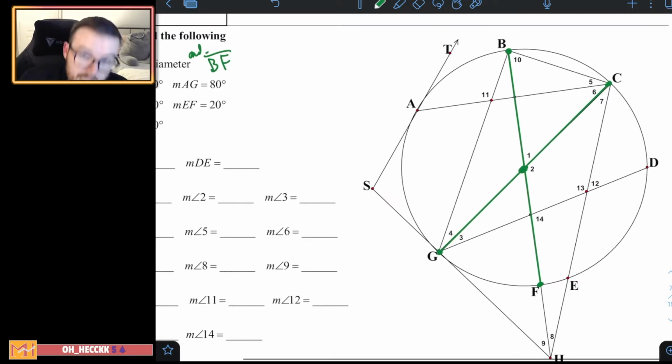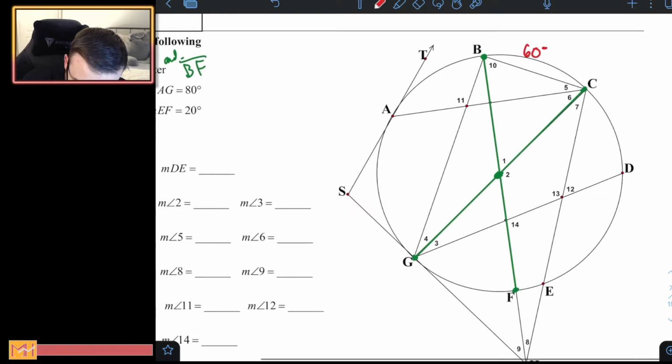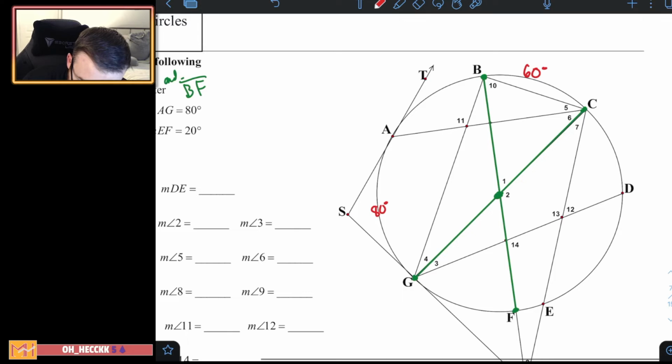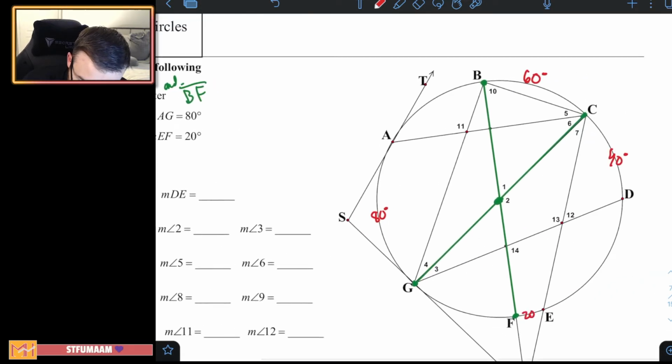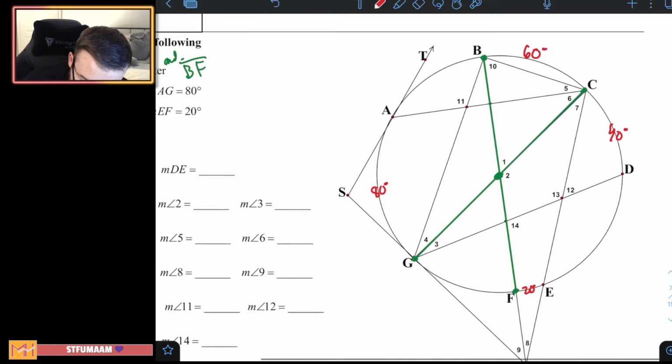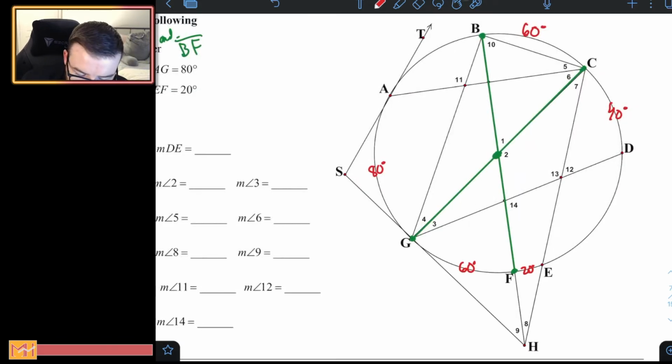Okay? Why do we care about diameters? Because we know it creates semicircles, and semicircles imply 180 degrees on the two halves. So, more arcs. BC, 60. AG, 80. CD, 40. EF, 20. FG, 60. Okay.